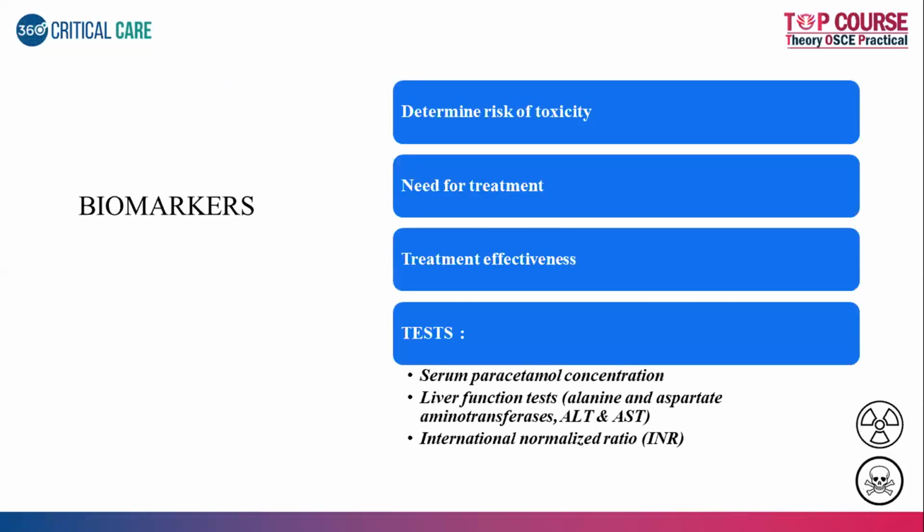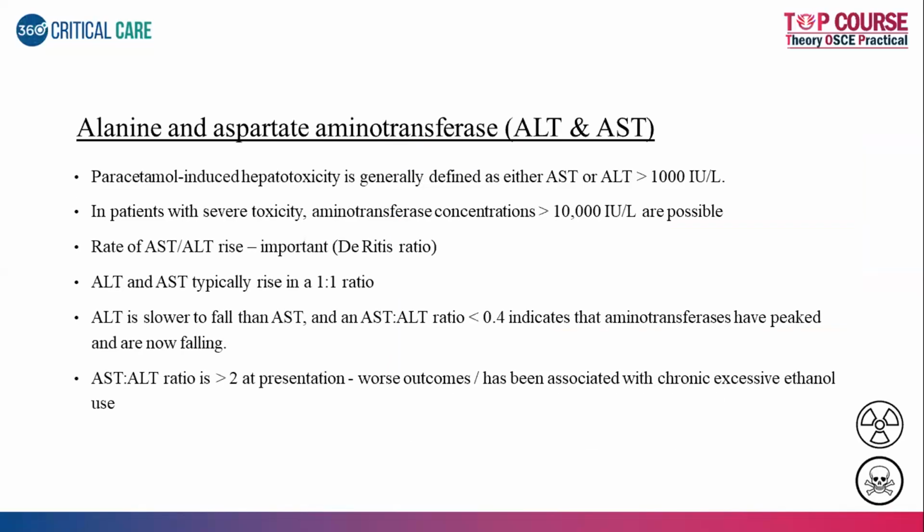Now next comes your risk assessment. In risk assessment, two things are very important. One is your biomarkers and one is your Rumack-Matthew nomogram. Now first, biomarkers. These biomarkers usually determine the risk of toxicity. They are needed for the treatment and also to know how effective the treatment is. So what are those tests or biomarkers? One is your serum paracetamol concentration. Second, your LFTs. And third is your INR. Okay. In this, your ALT and AST are very, very important.